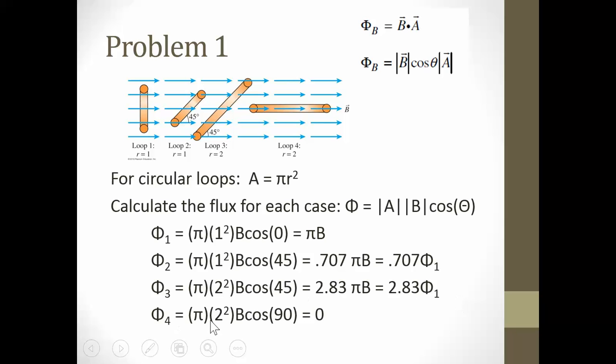And finally, for the fourth one, and we kind of could observe this just by looking, the angle is 90 degrees, the cosine of 90 is 0, so the flux through the fourth one is 0. So we're supposed to rate these in order of increasing flux or decreasing flux. We have the flux at 3 is the greatest. It's 2.83 times the flux of the first one. Then the flux of 1, because that's just the flux of the first one. Then the flux of 2, which is less than 1 times the first one, is 0.707. And then the smallest one is loop 4. So that's your final answer.